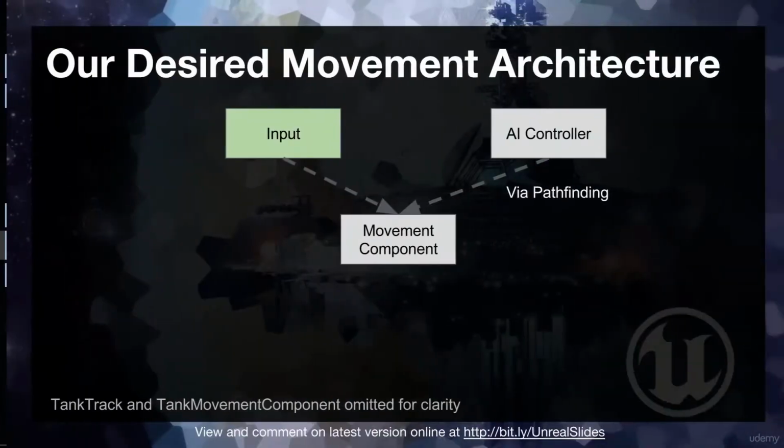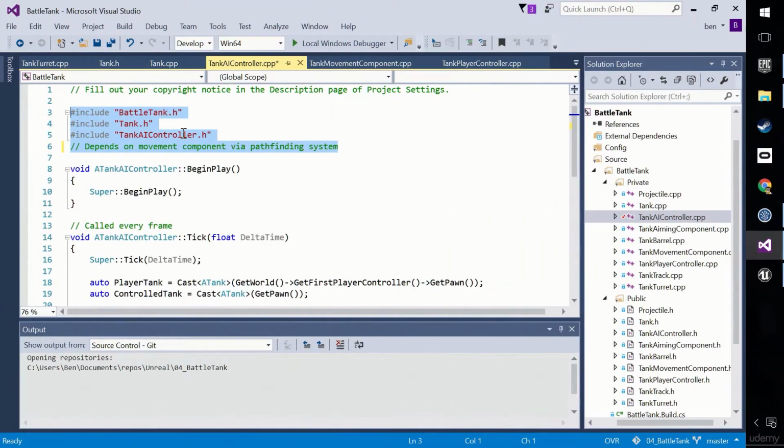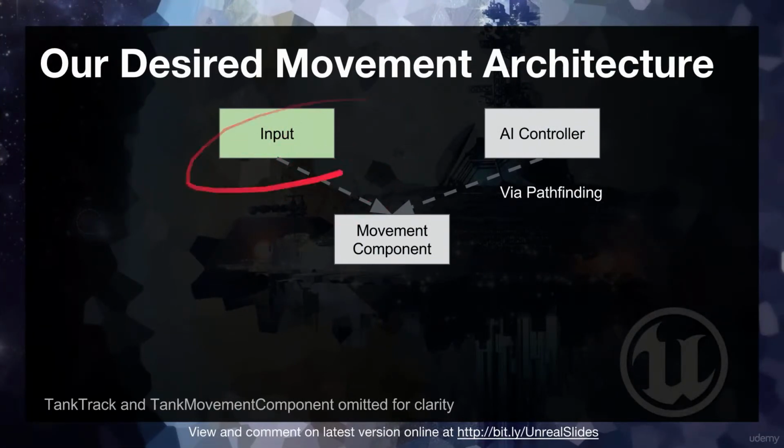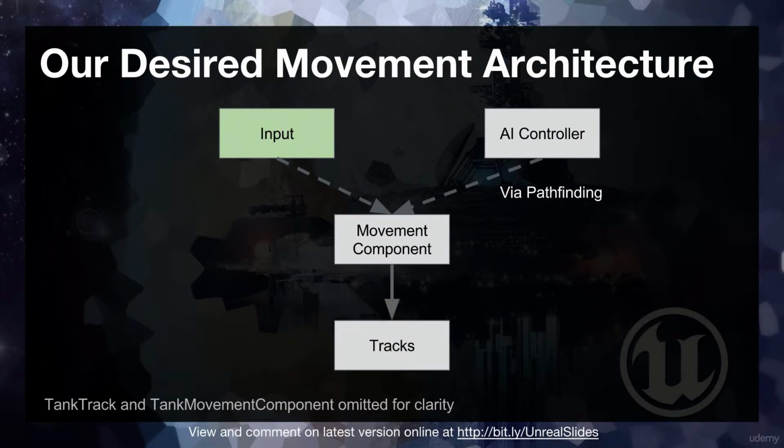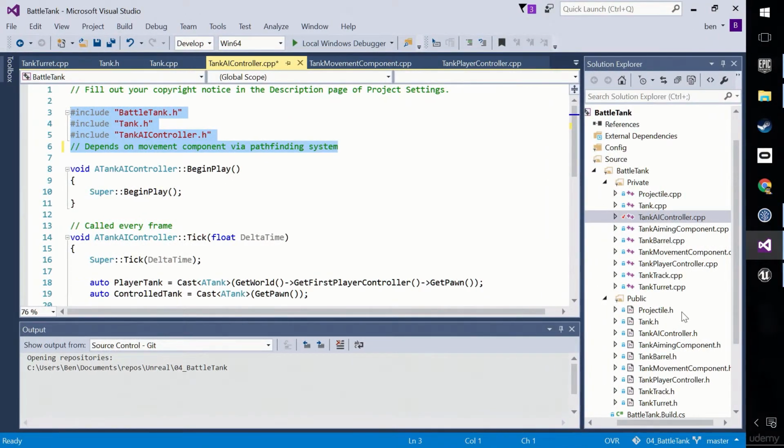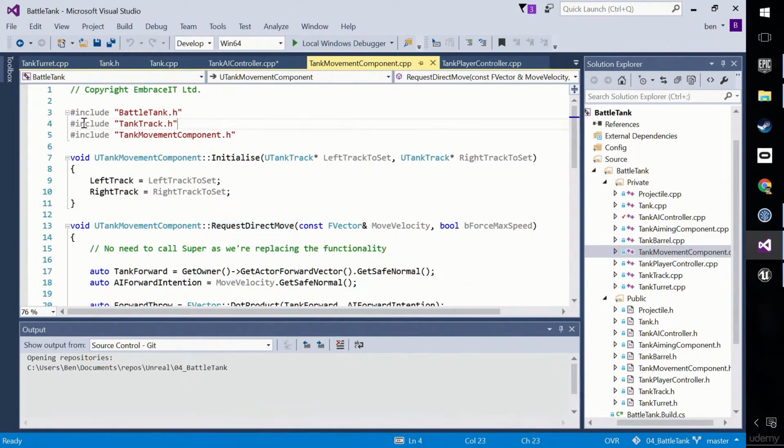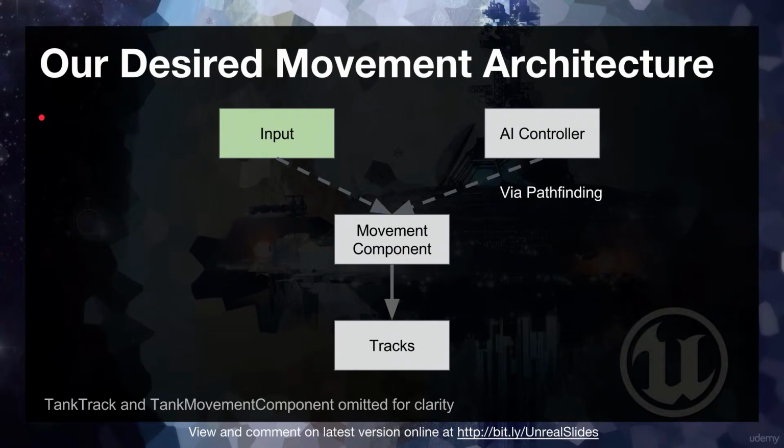We could do the same thing with the input, although there's nowhere to write that. So I can't actually comment on the input. It's going to be pretty obvious what input depends on in the blueprints. It's not quite as easy to search for. So finally, the movement component depends on tracks, right? So if we go to the tank movement component, it should depend on tracks. So that's effectively our movement architecture.